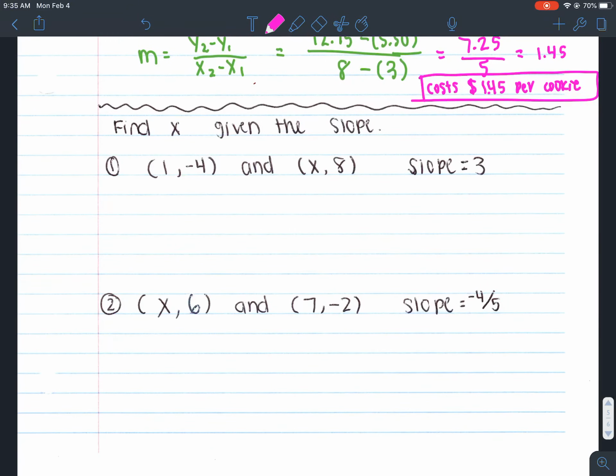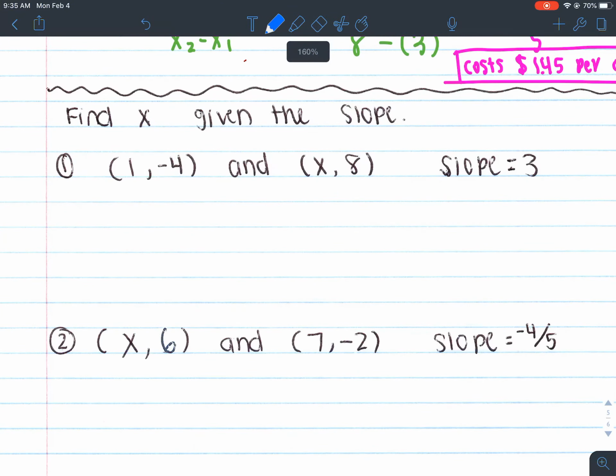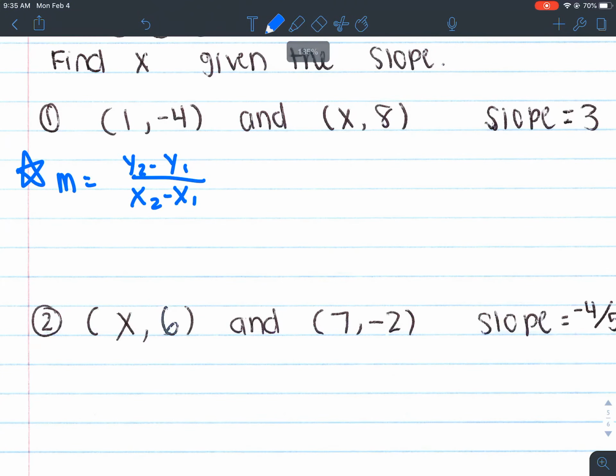All right. And then lastly, our last 2 problems, we are going to find x given the slope. Sometimes you'll be asked to find y, but the process is completely the same. You just have a different variable that you're solving for. Well, I need to find x given the slope. Well, I know the slope formula. You're going to use the slope formula a lot, okay? So you're going to eventually at some point memorize it because you're going to use it so often.